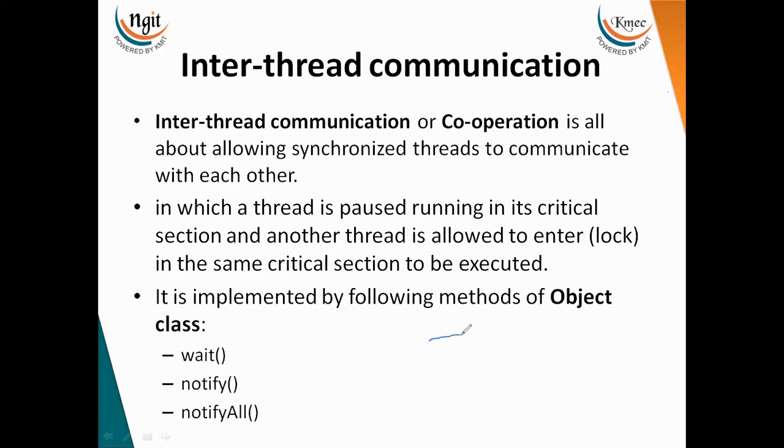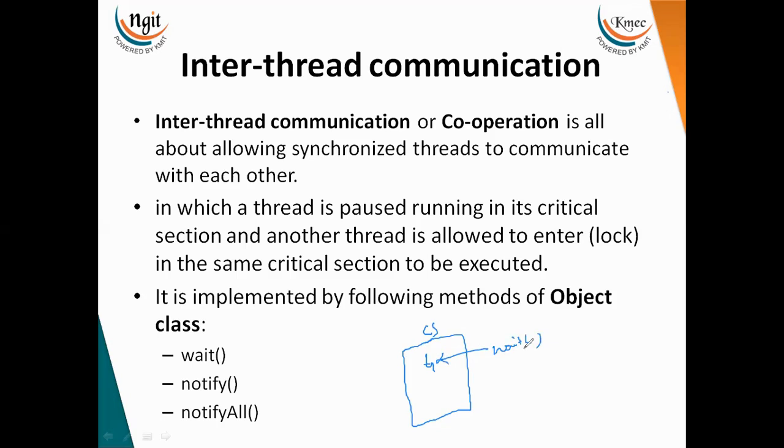Sir, how are they going to communicate? Let us assume the threads are going to be executed in the critical section. In the critical section, T1 is the thread which is under execution. Now, I want to hold this T1 and execute the other thread. Then we will call the wait method on this particular thread, right?